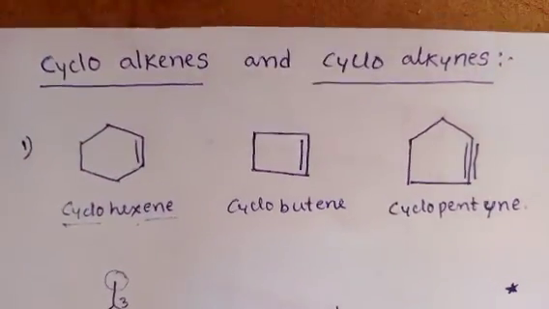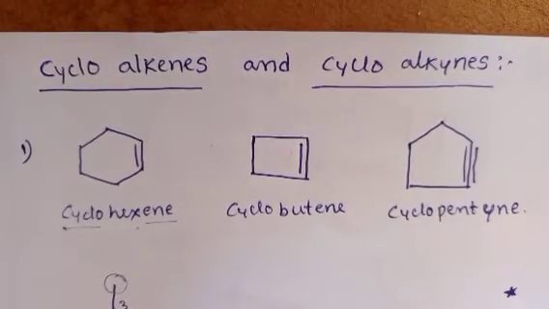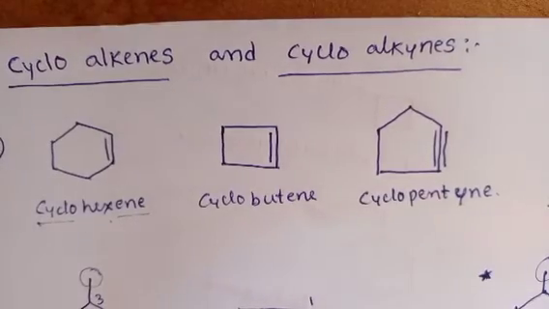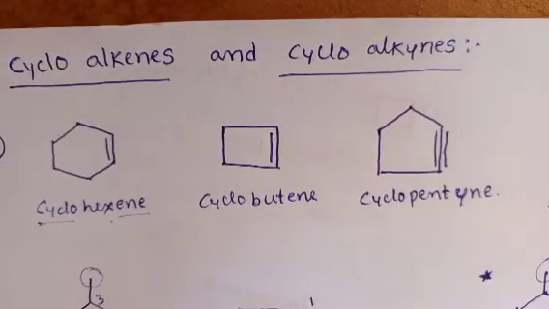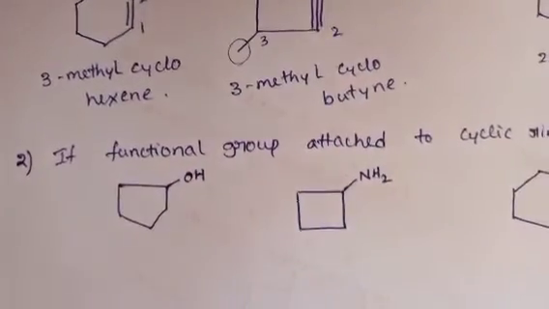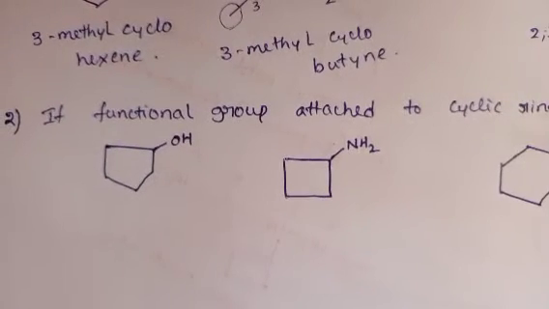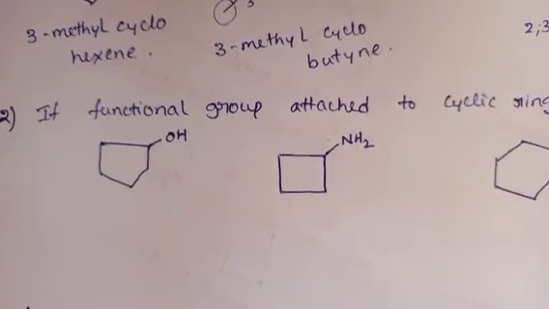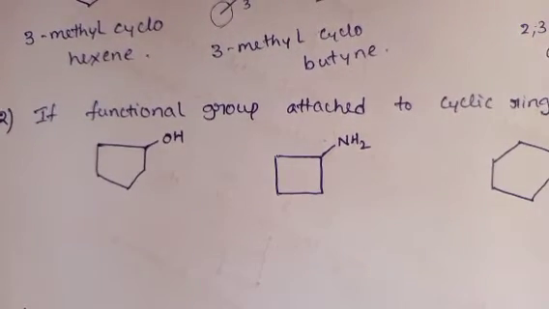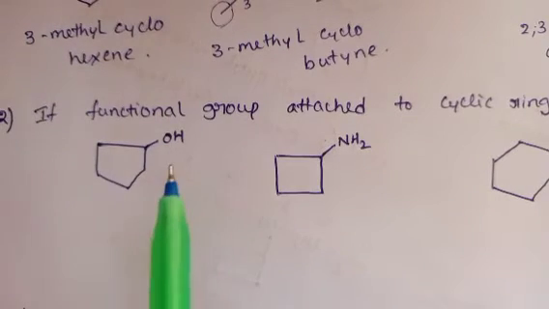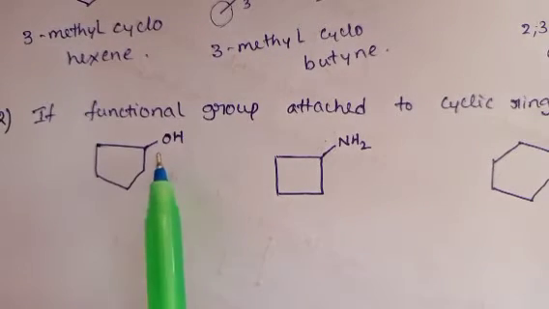First model means simple cycloalkenes and cycloalkynes, and also if substitutions are present, how do we write them? And second model, second type, is if a functional group is attached to the cyclic ring. And also, most important, this functional group contains OH.